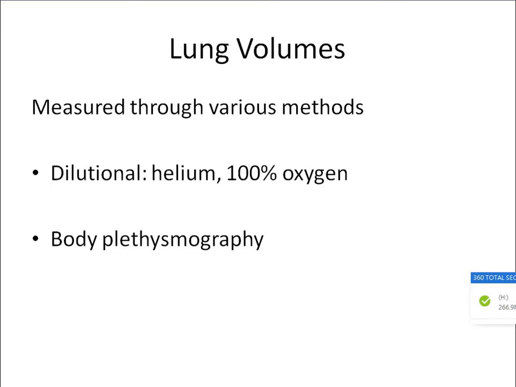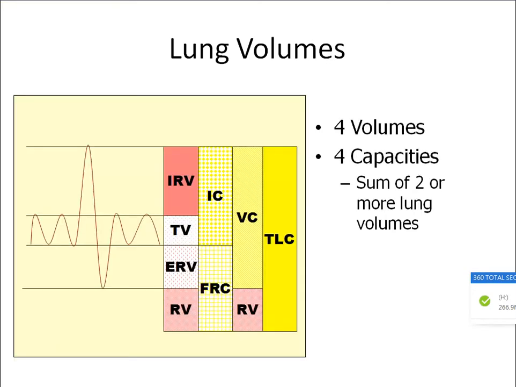Lung volumes are measured through various methods. Especially the static lung volumes like expiratory reserve volume and residual volume, and from residual volume you are able to calculate functional residual capacity. This can be done with the help of some more pulmonary function tests like the helium dilution method with 100% or 19% oxygen, body plethysmography, and the hydrogen washout method. All these methods are there to estimate static lung volumes.